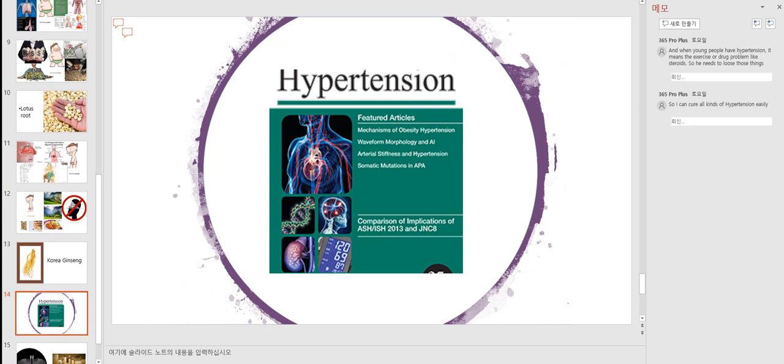So, when young people have hypertension, it means an exercise or drug problem like steroids. So he needs to lose those things. So I can cure all kinds of hypertension easily.